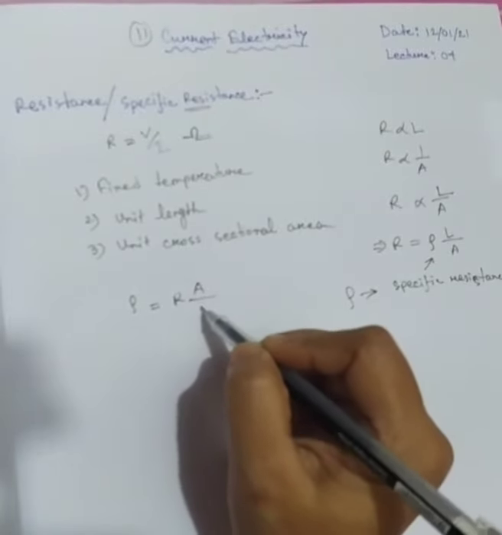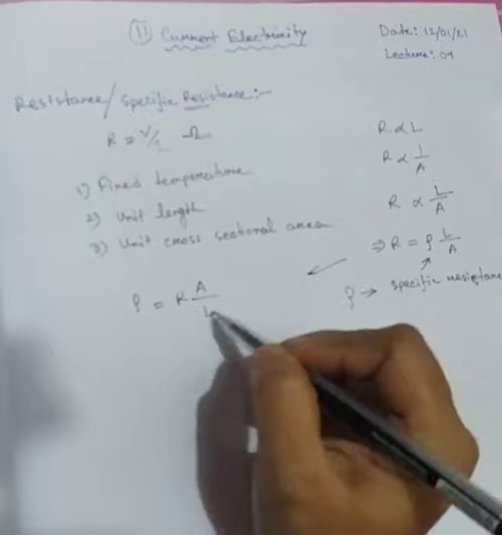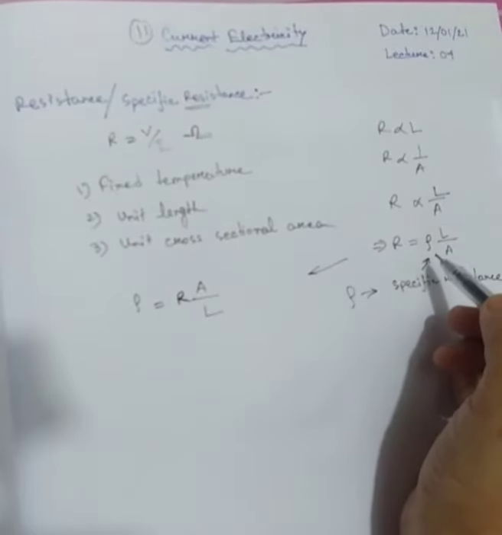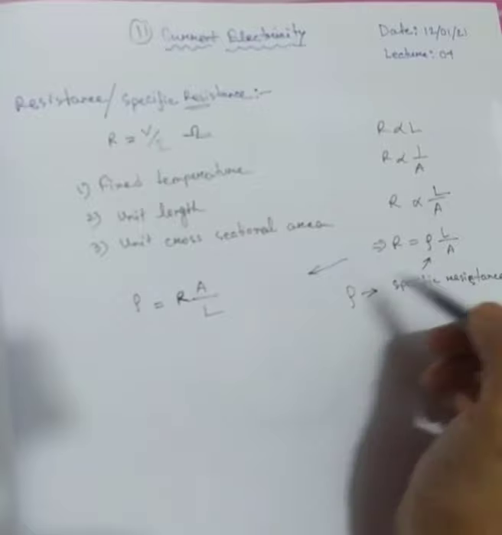So for specific resistance we can write the equation as R into A divided by L. From here we are determining this: rho equals R into A by L.